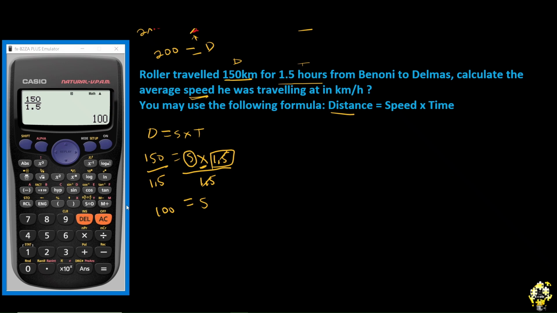But is this correct? Again, let's prove it. Distance is equal to speed multiplied by time. Our distance was given as 150. Our speed we have found, sorry about that, to be 100. Time was given as 1.5. Let's go to the calculator. When we say 100 multiplied by 1.5, are we going to get 150? Oh, there we go. Therefore, we know that we are correct. So that's just about that.